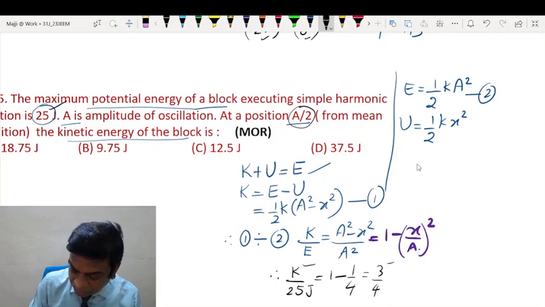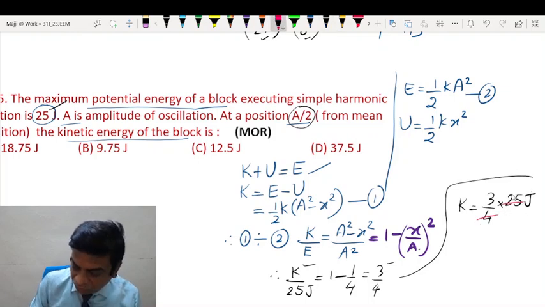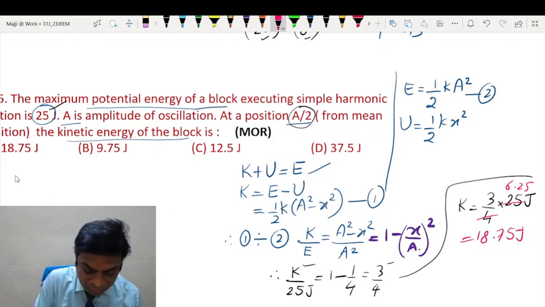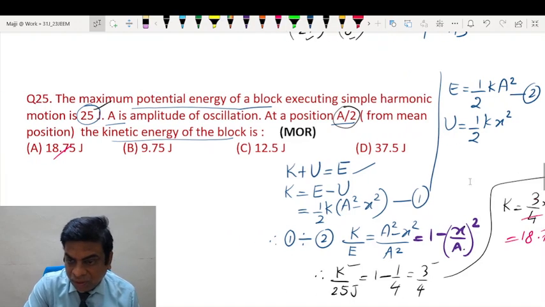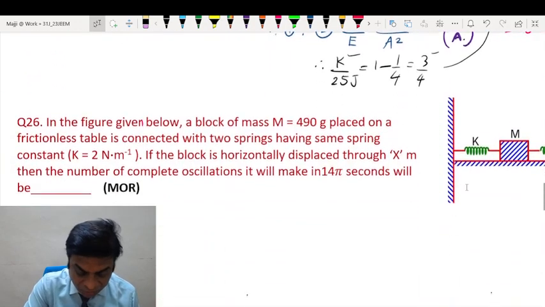So from this we can write that KE is equal to 3/4 times 25 joule. 4 times 6 is 24, 4 sixes, 6.25, and 6 is 18, so 18.75 joule. So first option, A option, is the answer. Moving to the next question.